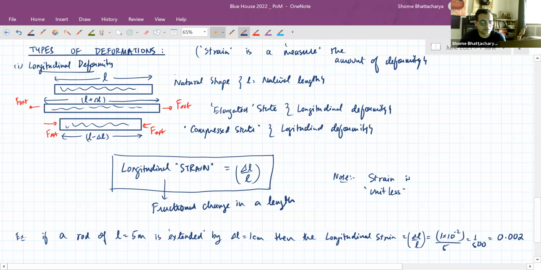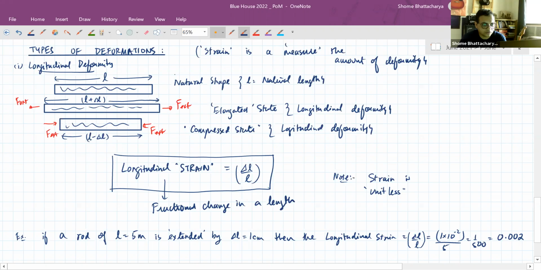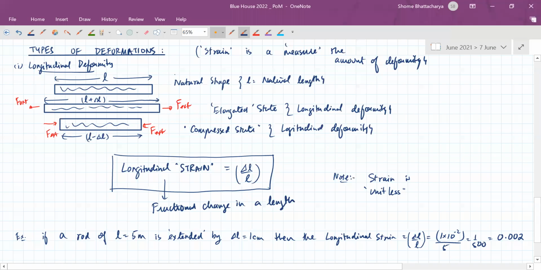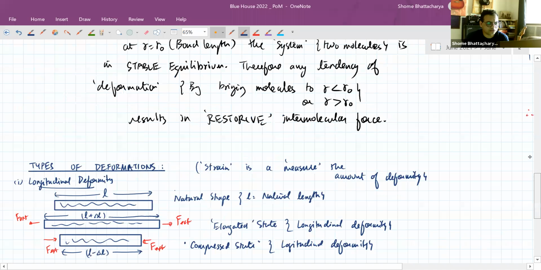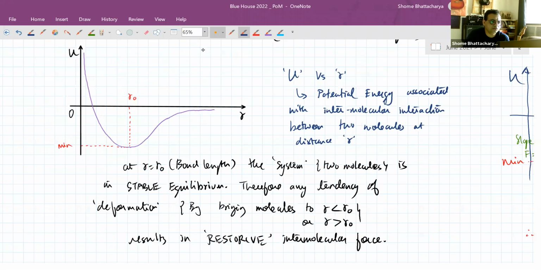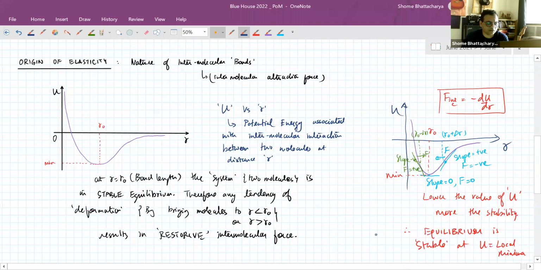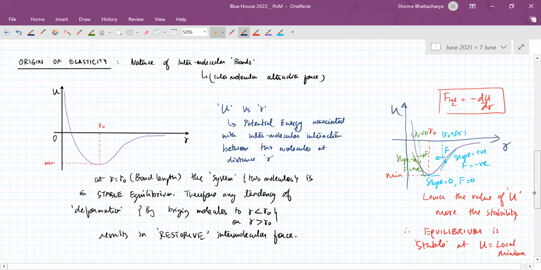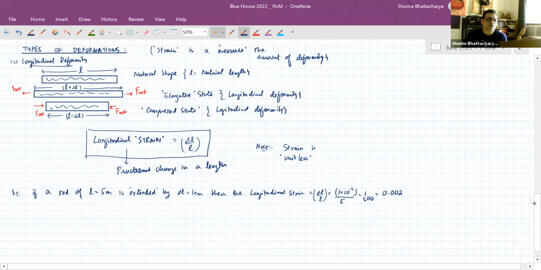Sir, can I ask, was there anything else written before this? Sorry, come again, beta. Was there anything else written before types of deformity? Yes. No, we were just talking about the intermolecular nature, no? The nature of intermolecular bonds, and the origin of elasticity. Did you get this part? No, I'll take it later. Actually, you got disconnected, is it? No, I came late. Oh, sorry. Yeah, I'll send you the notes. Okay. Don't worry.